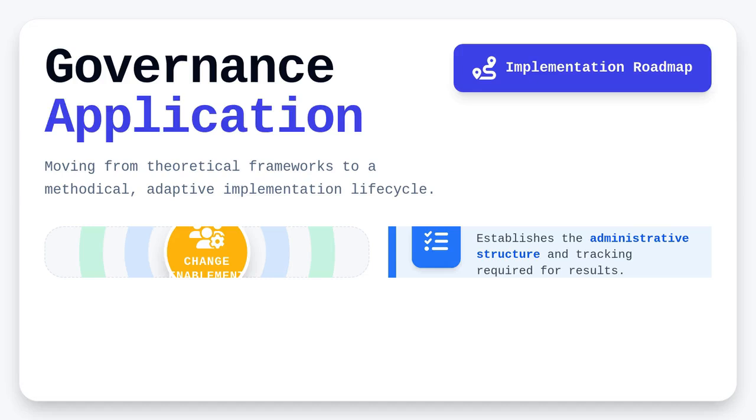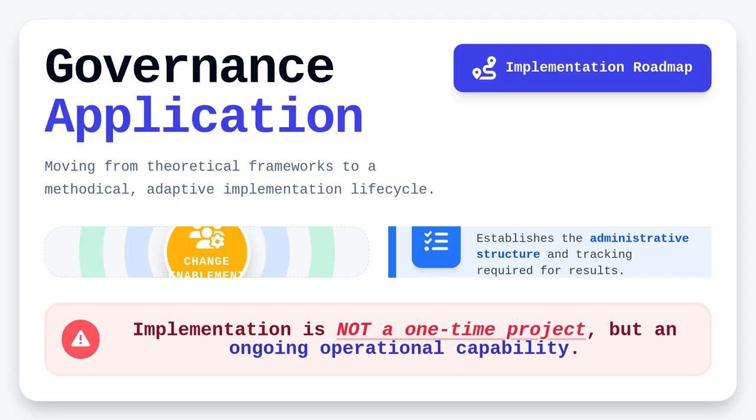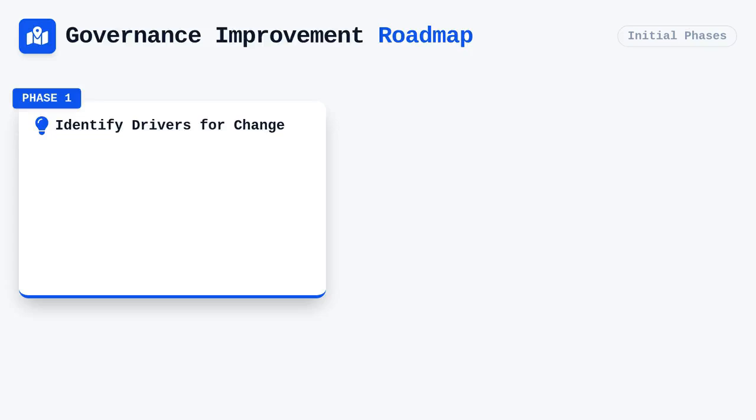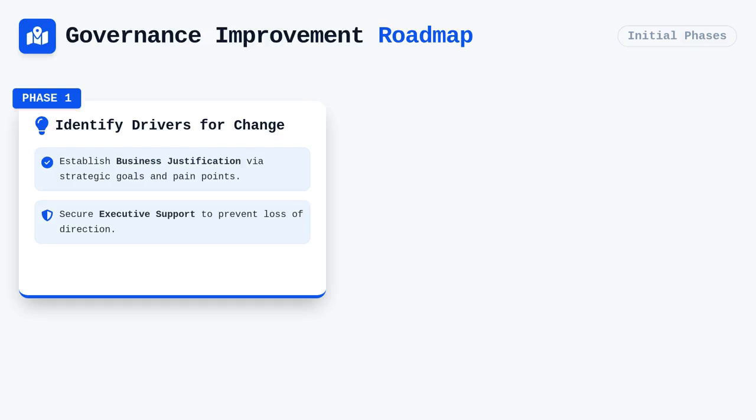By maintaining this three-dimensional perspective, practitioners avoid the common error of treating implementation as a one-time project rather than an ongoing operational capability. The roadmap begins with Phase 1, which identifies the drivers for change within the organization. This phase is critical because it establishes the business justification for investing in a governance system. Stakeholders must articulate the pain points or strategic goals that necessitate a shift in how enterprise information and technology are governed. Without a clear understanding of the why, subsequent improvement efforts often lose direction and executive support.